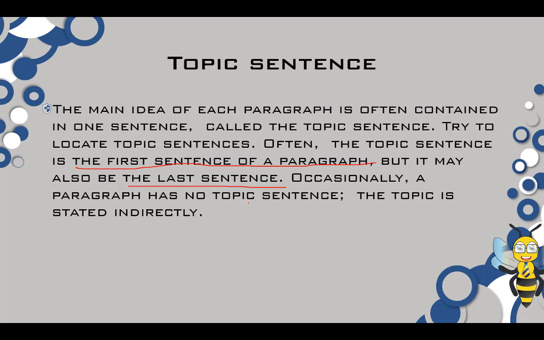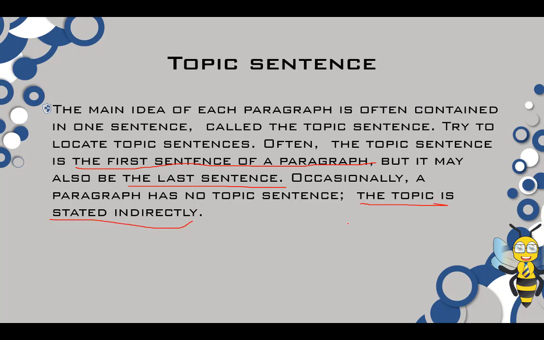Now, topic sentences. The main idea of each paragraph is often contained in one sentence called the topic sentence. Try to locate topic sentences. Often, the topic sentence is the first sentence of a paragraph, but it might also be the last sentence. Occasionally, a paragraph has no topic sentence and the topic is stated indirectly. So we have three possible options.